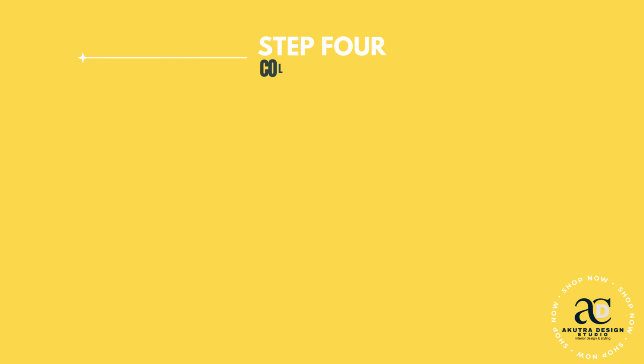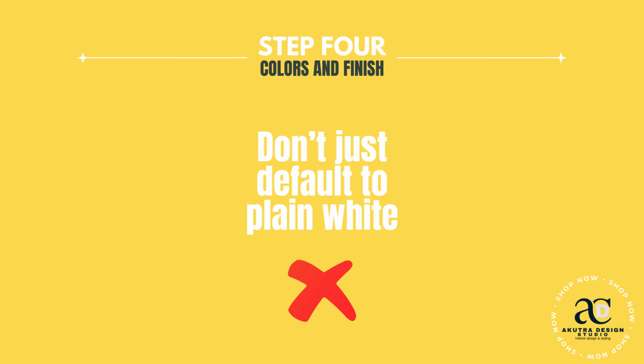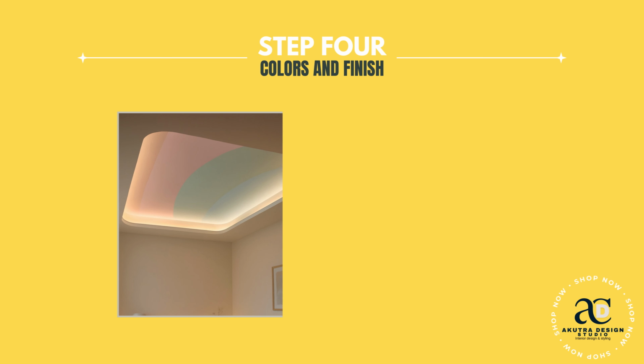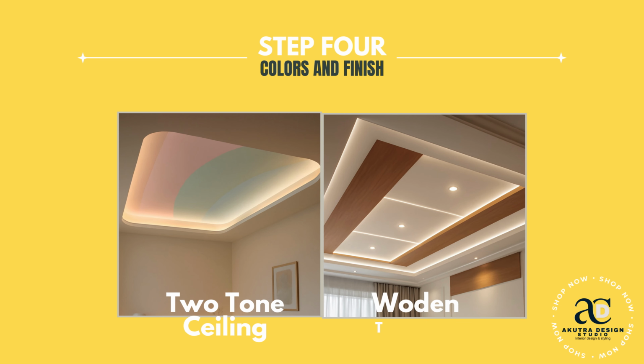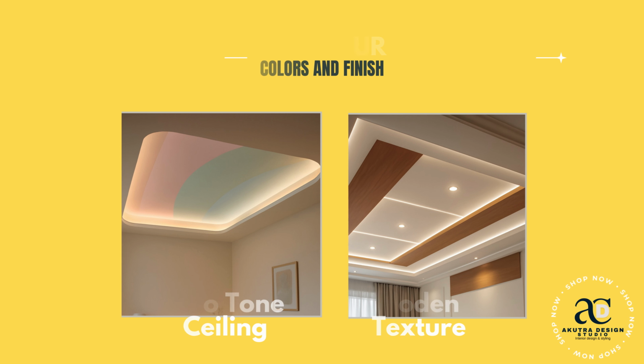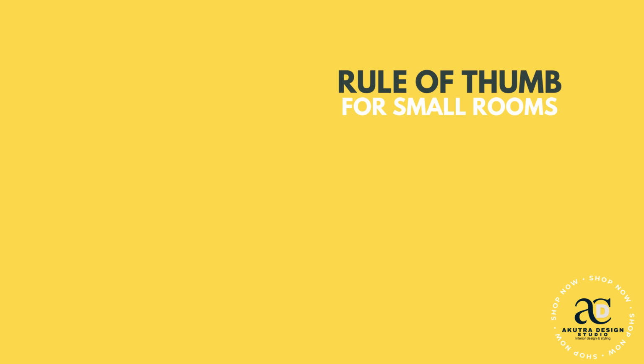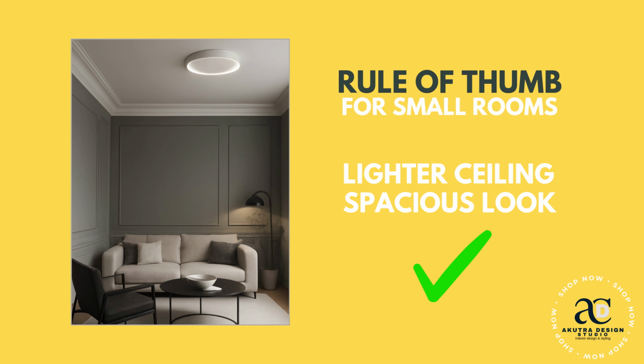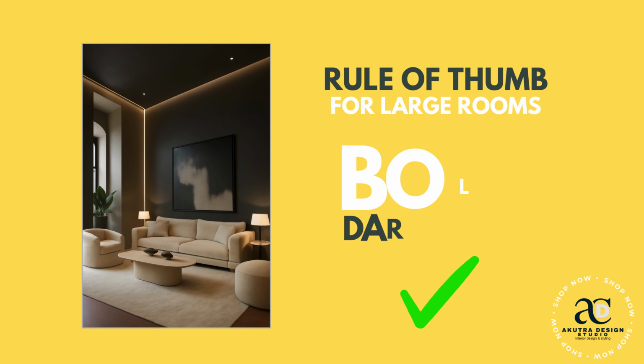Step 4. Colors and finish. Don't just default to plain white. Light pastel shades, two-tone ceilings, or wooden textures can completely change the vibe of your room. Rule of thumb: keep the ceiling lighter than your walls for a spacious look, but in large rooms, you can experiment with bold or dark finishes.